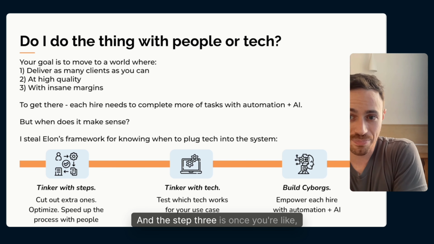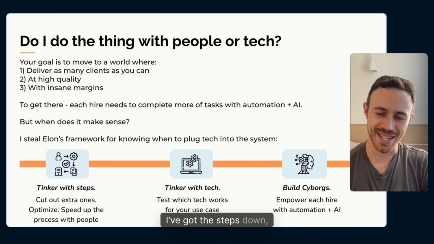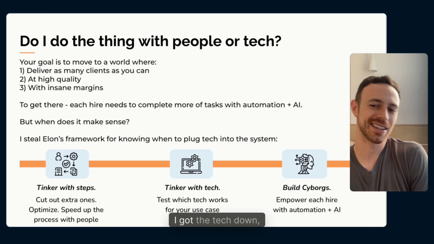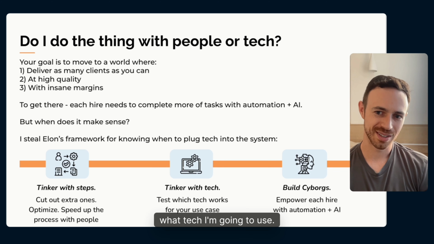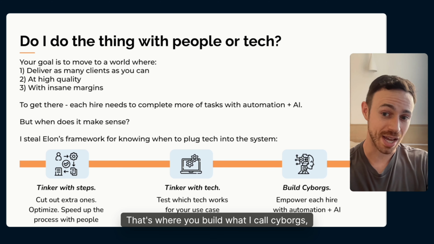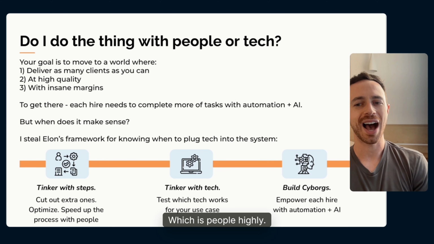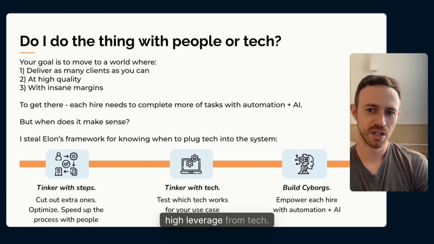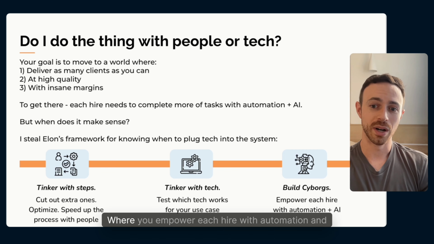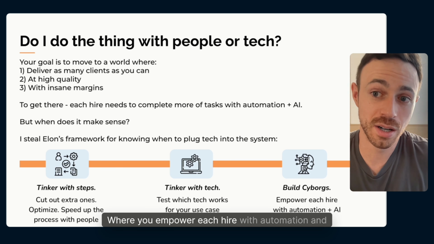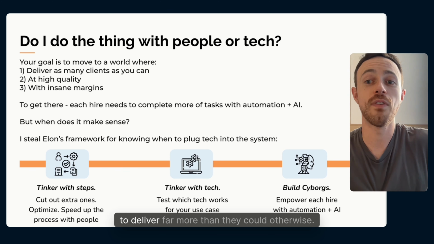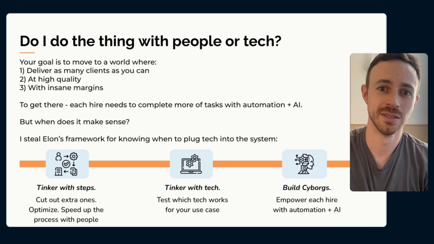And then step 3 is once you're like, okay, I've got the steps down, I know the best practices, I've got the tech down, I know what tech we're going to use, right? That's where you build what I call cyborgs, right? Which is people with high leverage from tech, where you empower each hire with automation and AI to deliver far more than they could otherwise.